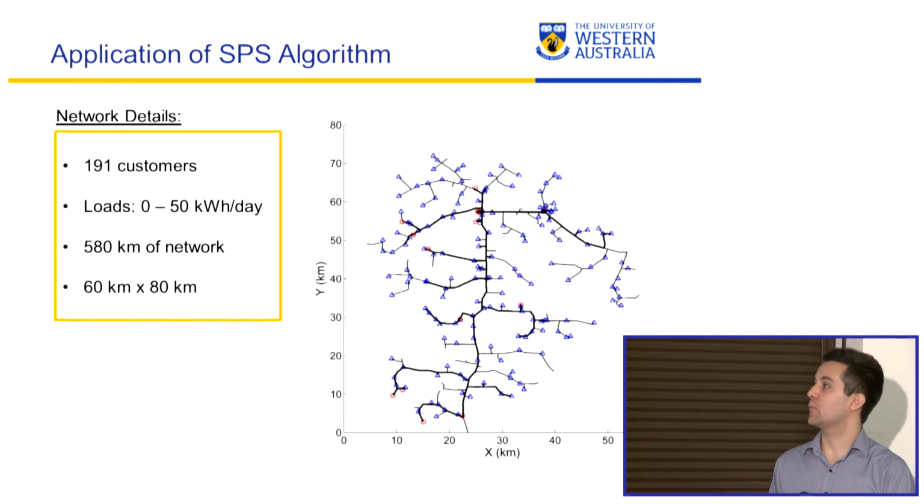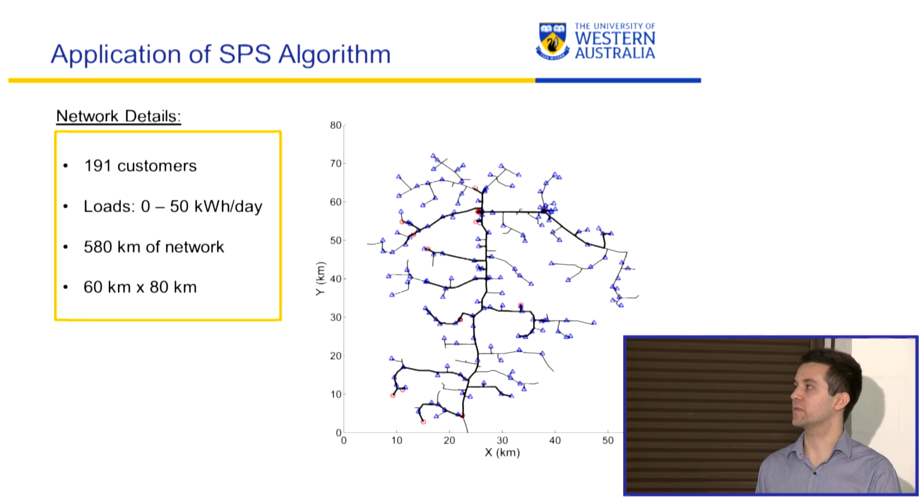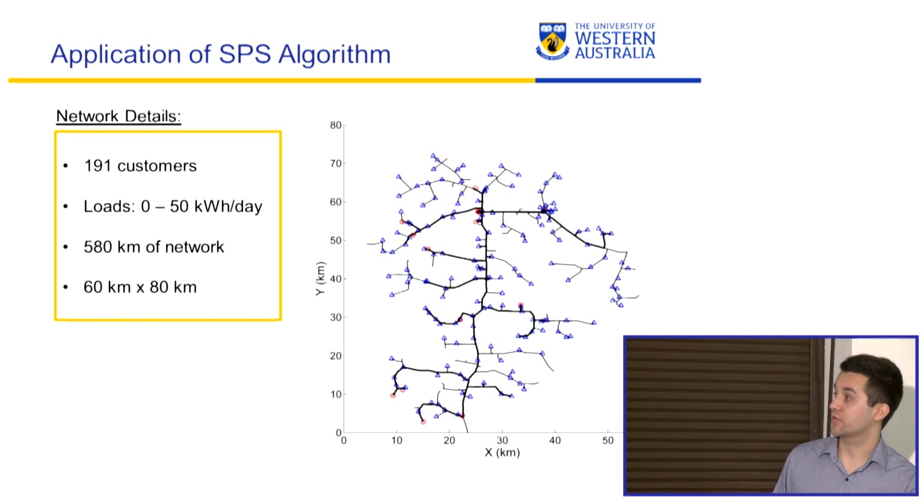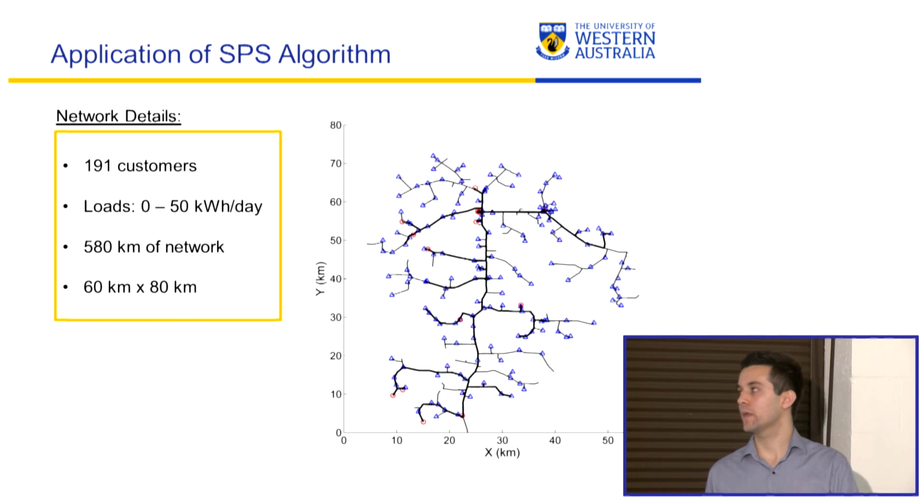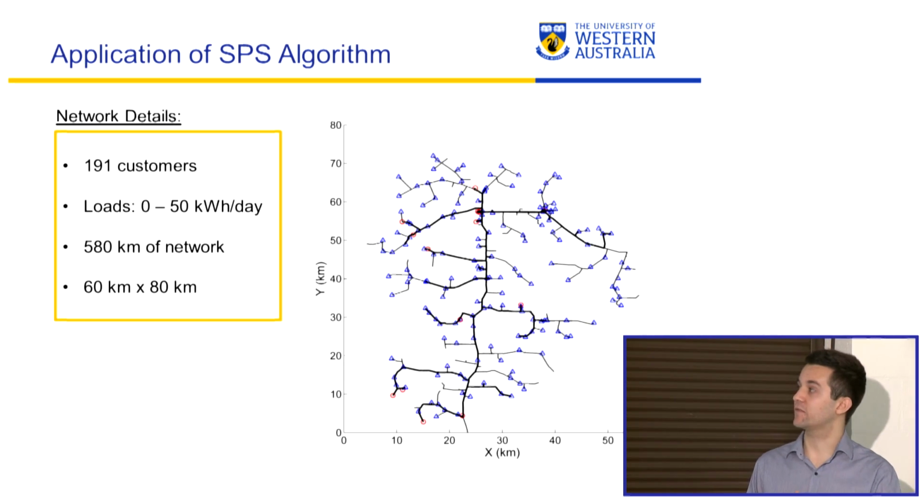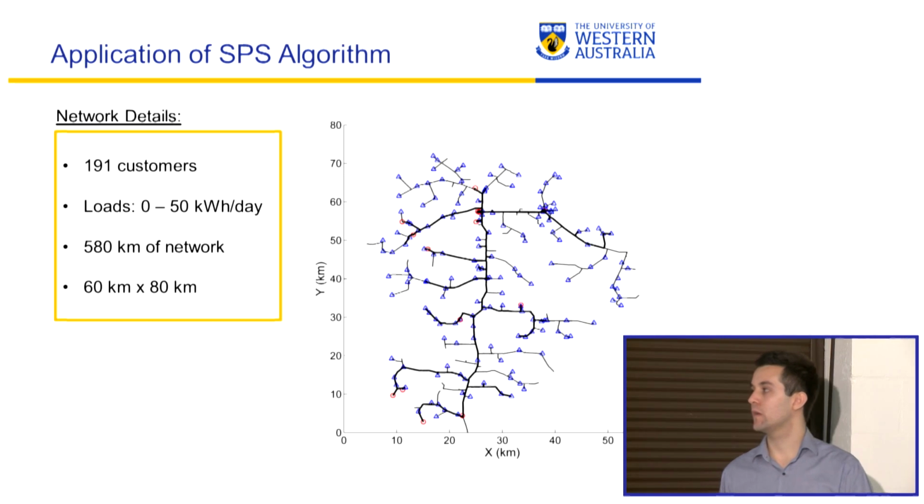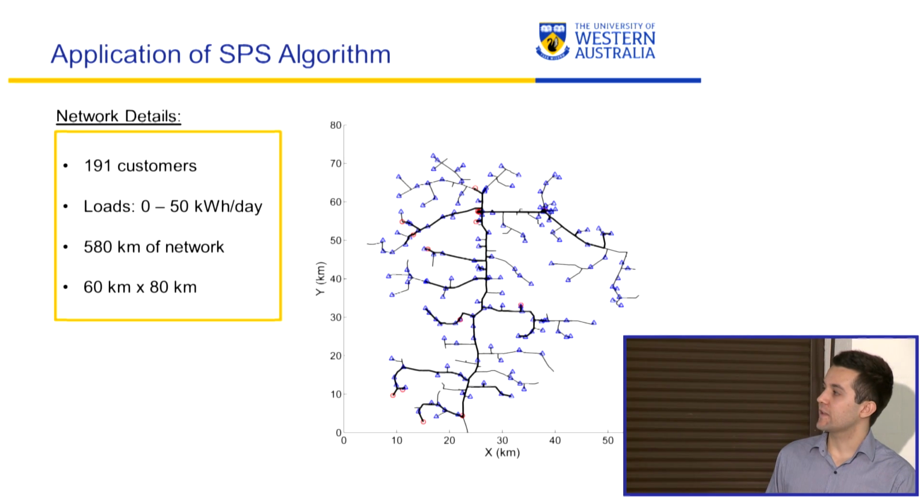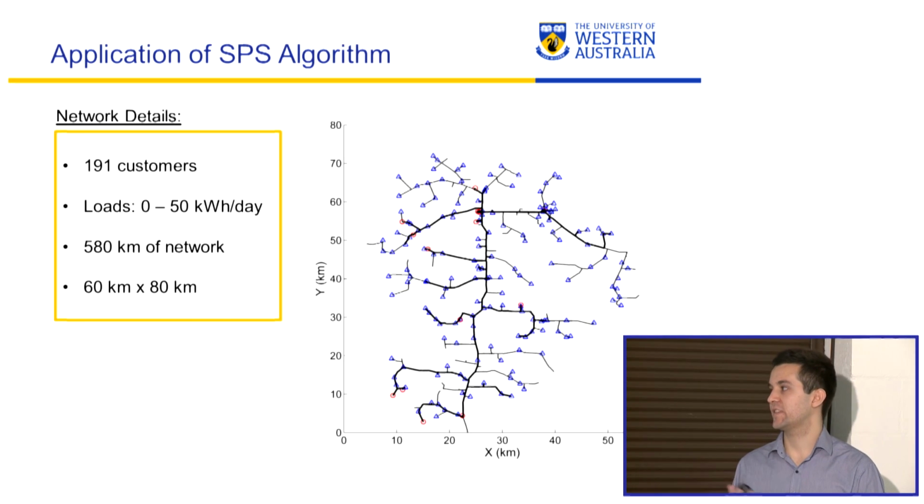So we applied this model to all throughout Western Power's rural networks. It's composed of around 200,000 customers. But for this presentation, I'm just going to describe the results for one of them, one of the particular feeders. So this feeder supplies power to 191 customers. The loads on this feeder account from 0 to 50 kilowatt hours per day on average. And the length of the network is 580 kilometers in a 60 by 80 kilometer area. So again, it is quite a large area with a low customer density, which is the ideal location for standalone power systems and other distributed generation.